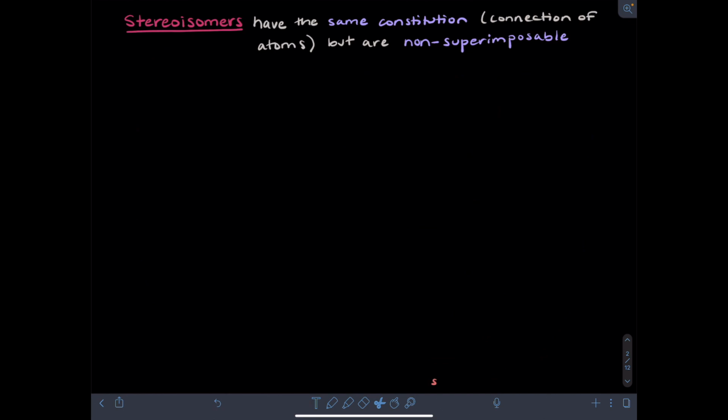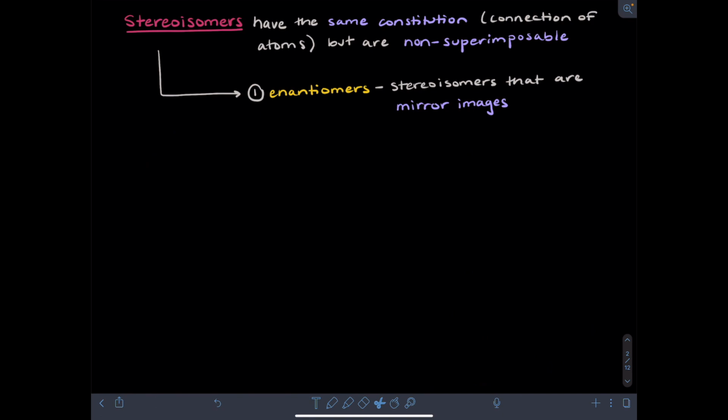Recall that stereoisomers have the same connection of atoms, known as the constitution, and yet they are still non-superimposable. This is because their three-dimensional shape is different. We've previously talked about enantiomers, which are one subset of stereoisomers. These are non-superimposable molecules that are mirror images of each other.